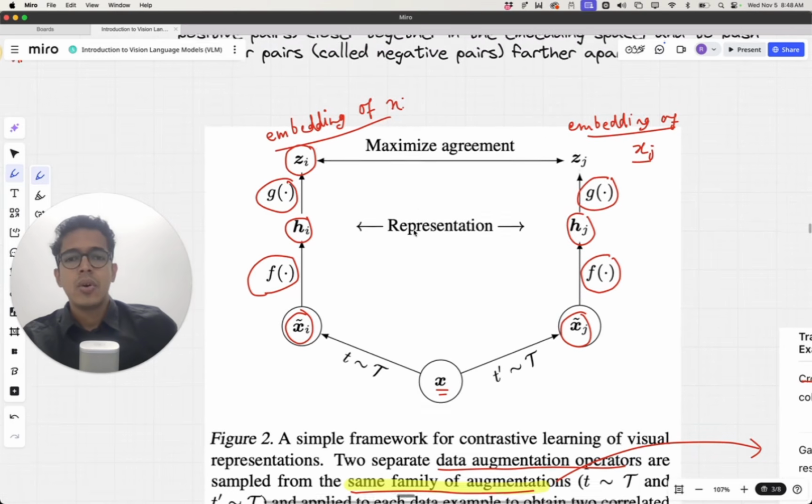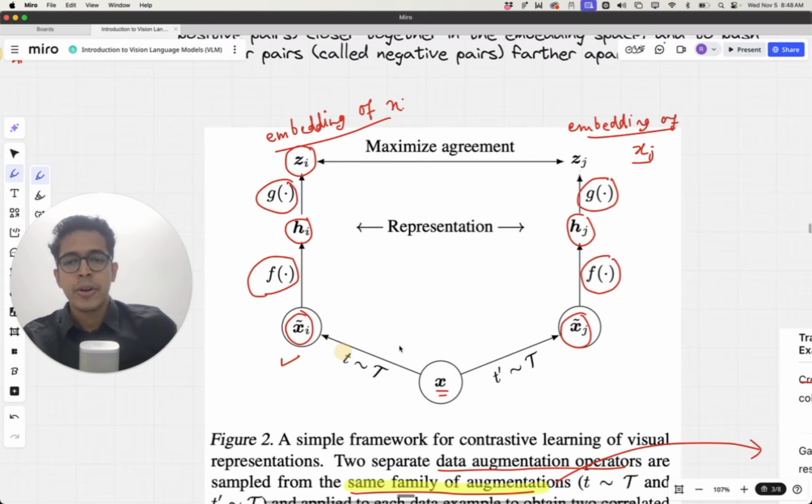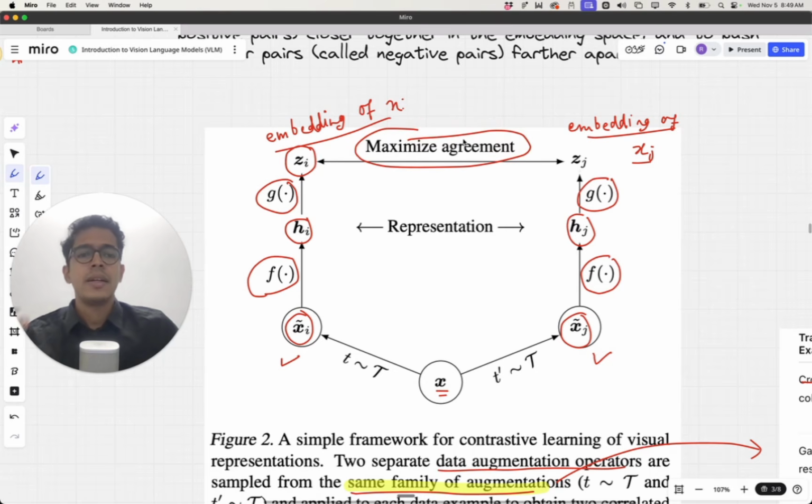And now the goal is, since these two were produced as a result of augmentations belonging to the same family, you want to maximize the agreement between these two, or if you construct a distance function, you want to minimize the distance between those two, right? This is what you want to do to bring positive pairs closer to each other and negative pairs farther from each other. And to maximize this agreement, you can use something called contrastive loss.